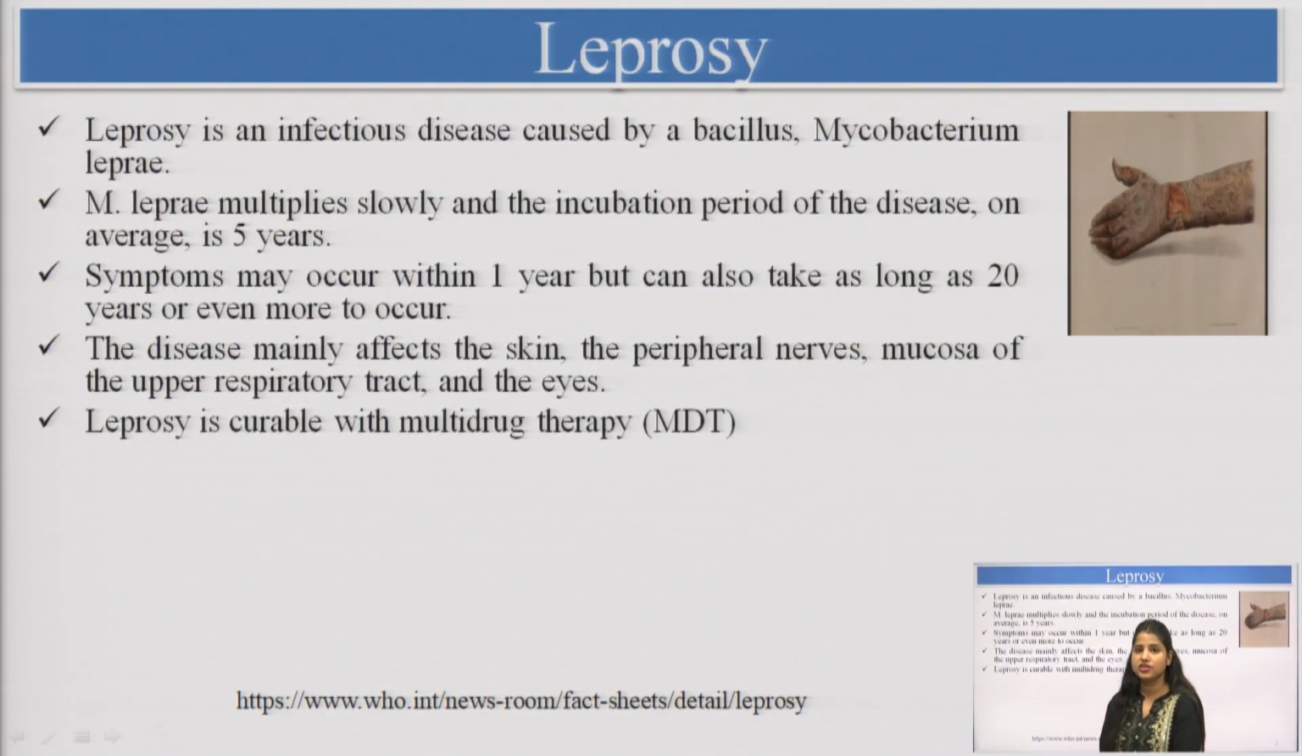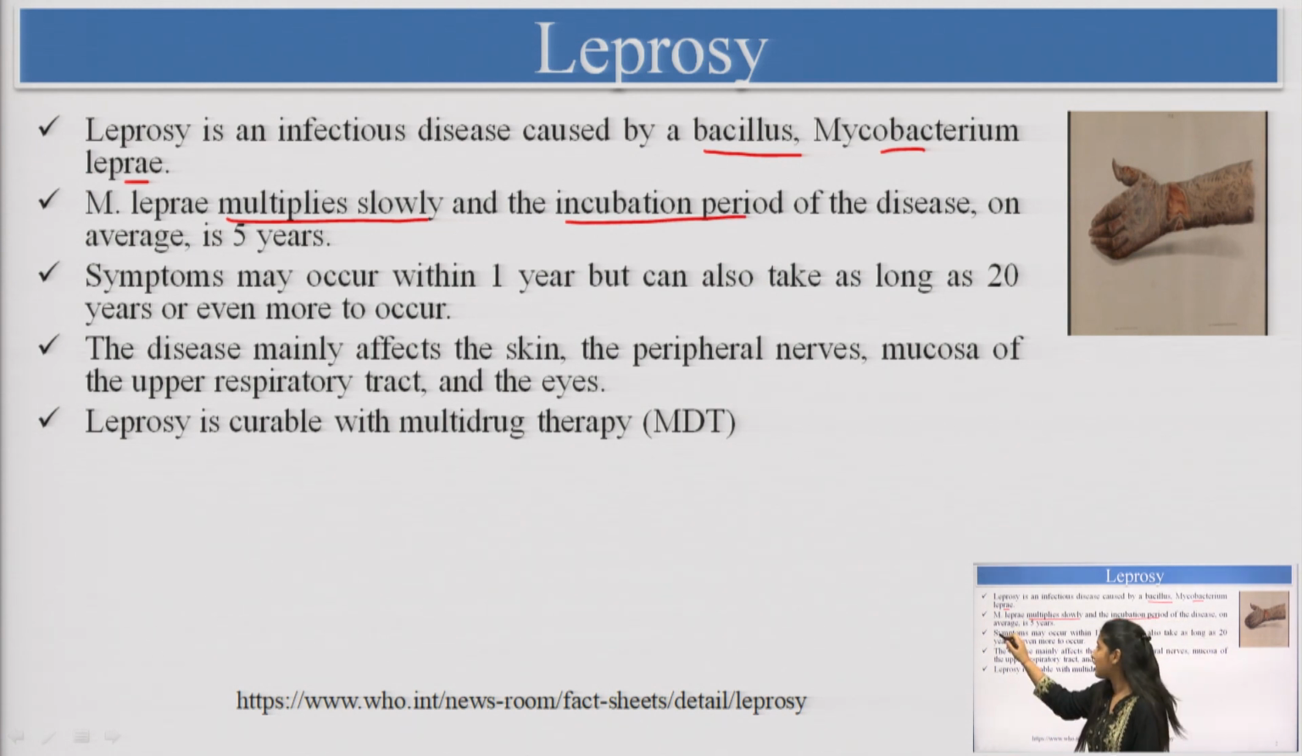Leprosy is an infectious disease affecting the skin or nerves. It is caused by a bacillus, the bacterium Mycobacterium leprae. This is a chronic disease in which the skin or nerves are deeply impacted. Mycobacterium leprae multiplies slowly, therefore it takes a lot of time, and the incubation period of the disease is on average 5 years. So it is a long time.